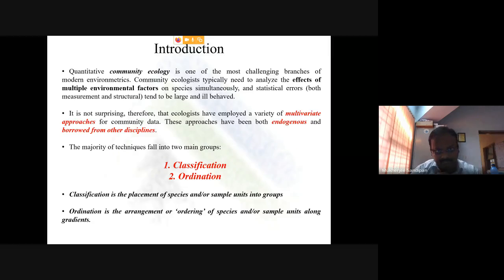Now, I'll start with community ecology. What is community ecology? Community ecology is the identification of plant species or tree species in a group.